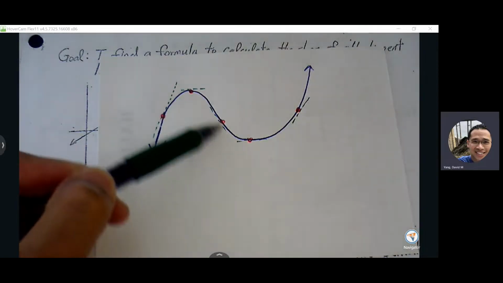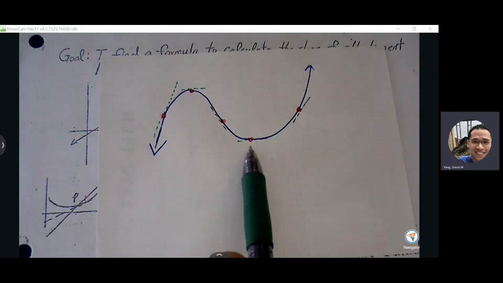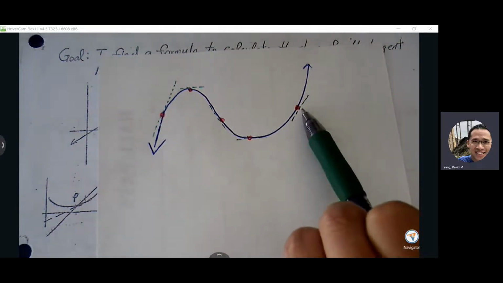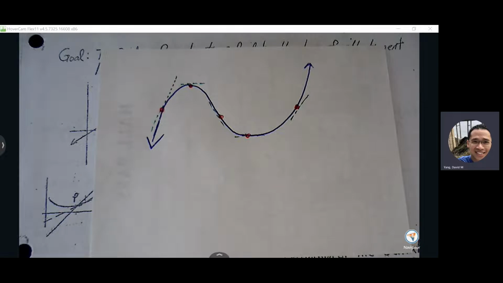Okay. What do you expect out of this slope? Negative slope. And here? 0. 0. And this is positive something, right? 5, 6, whatever.